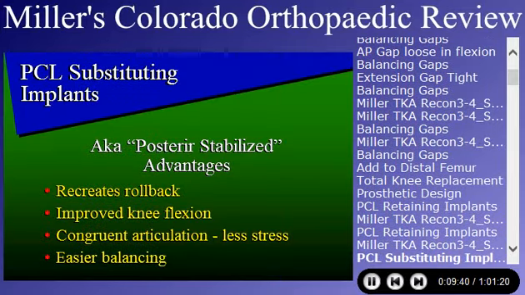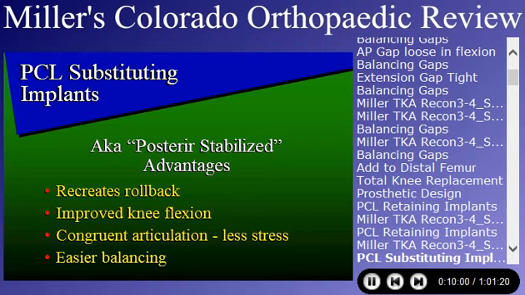The posterior stabilized knee, which is a cruciate substituting implant, recreates rollback mechanically with a cam and a spine. It improves the knee flexion. It tends to have congruent articulation, so there's less stress on the polyethylene, and it's easier for me to balance. If I cut out that PCL, all I have to do is rely on the extension and flexion gaps.